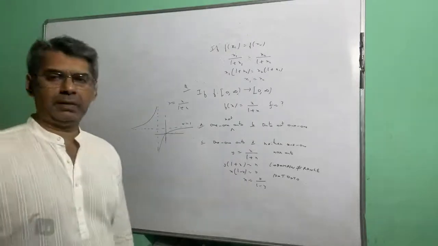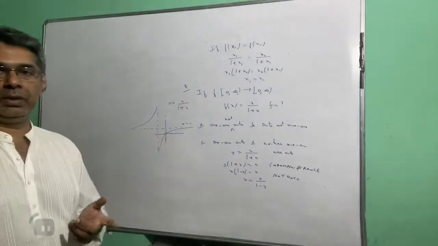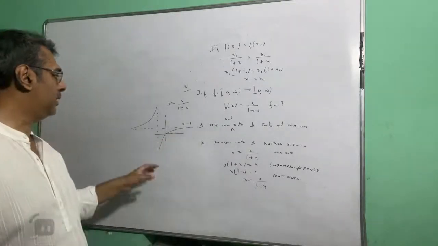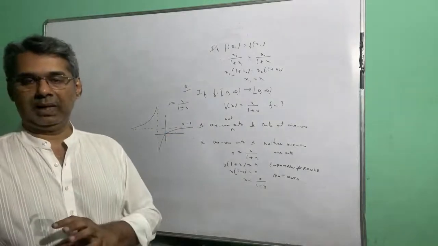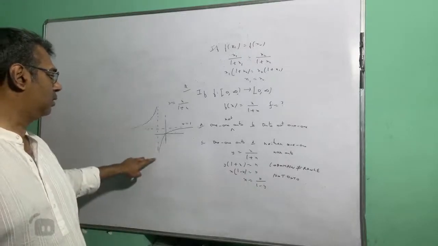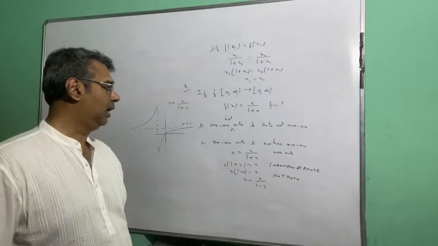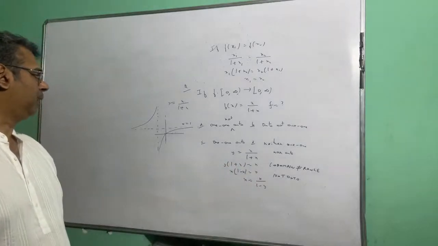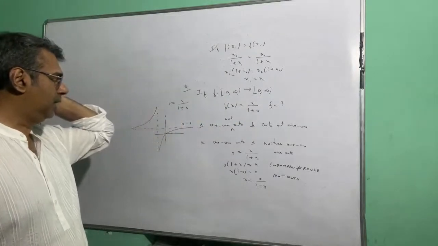It's pretty clear from the graph that it is 1 to 1. You can see that for any value of x, you are getting only one value of y. And it's pretty clear that y cannot ever be equal to 1. That is the concept of asymptote. So there are two asymptotes, x equal to minus 1 and y equal to 1. So x can never be minus 1. And by the way, we are supposed to have 0 to infinity, right?